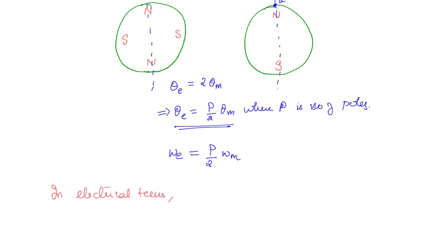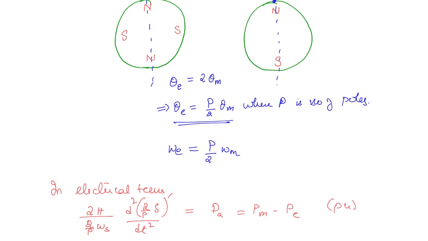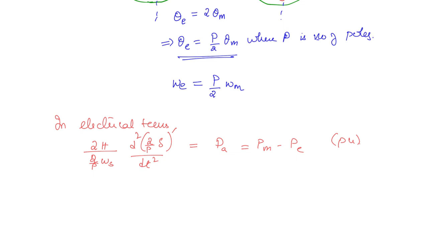the swing equation will become 2H by, instead of omega sm, we will write 2 by P omega s, into d square, instead of delta m, we are going to write 2 by P delta by dt square. So here we are not using the subscript e, just normal terms we are writing. This is equal to PA, which is PM minus PE. These are all in per unit. So 2 by P and 2 by P is going to get cancelled. Finally, you are going to get the swing equation.